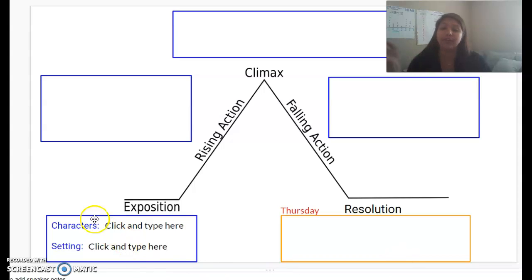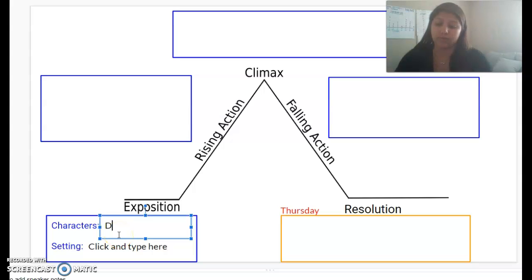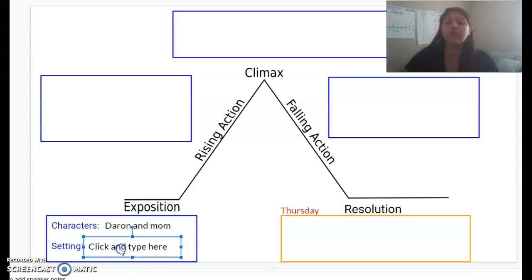Okay? So I'm going to complete a couple of these boxes with you today, and then you're going to complete some on your own for today's assignment. I'll let you know what you'll be working on. And this last one we won't do until Thursday, because that's when you'll have finished the story. So the characters we know are Darren and the mom. The setting, most of this takes place at the school and their apartment.